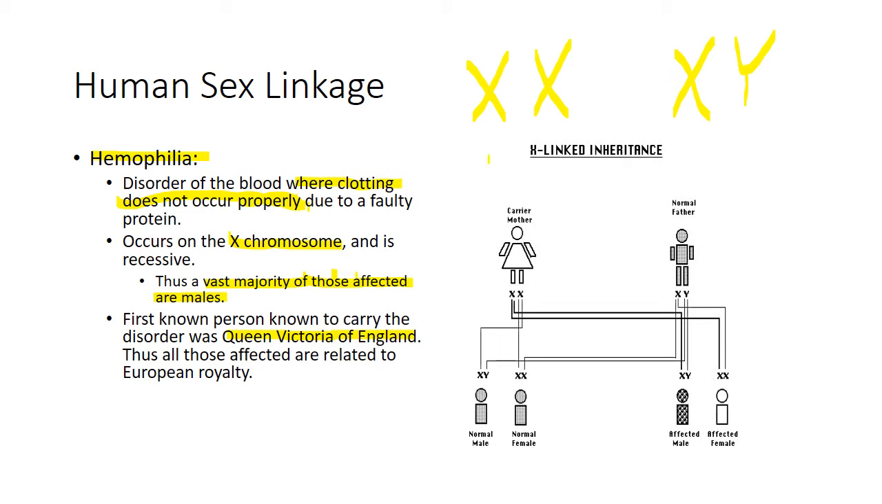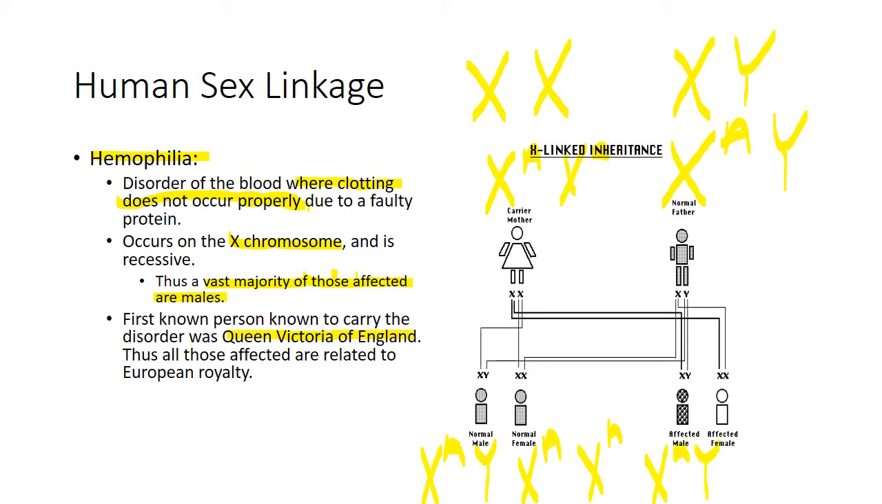So let's look over here. We have a carrier mother, so she's X big A, X little a for hemophilia, and a normal father, so he's X big A Y. Now we have a normal male, so he's X big A Y, and a normal female, X big A, X big A. An affected male, so he got the little a and the Y, which means he's going to show that he has hemophilia. And then an affected female. Well, if you look, the female's not colored in, so she's going to be a carrier. So we have one carrier female, a normal male, a normal female, and an affected male.